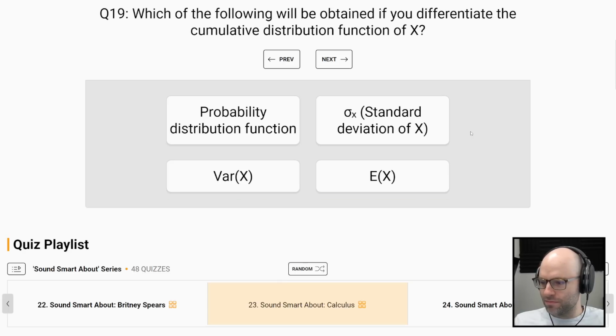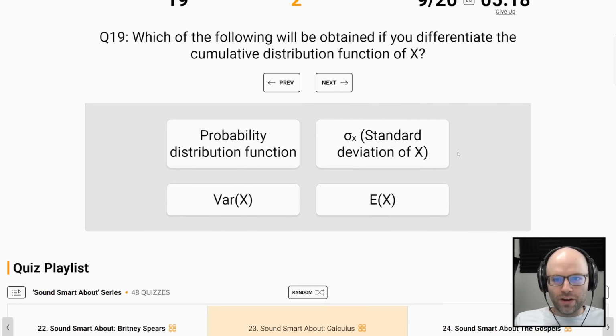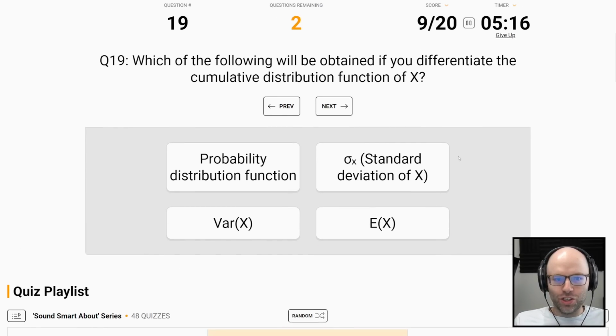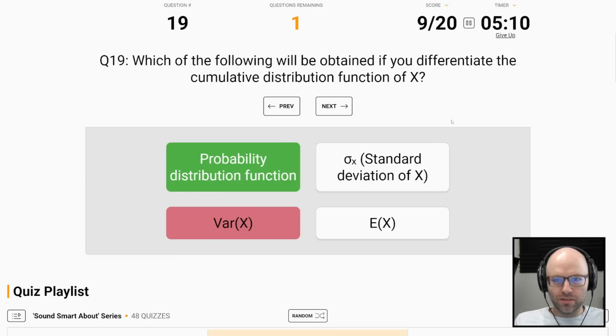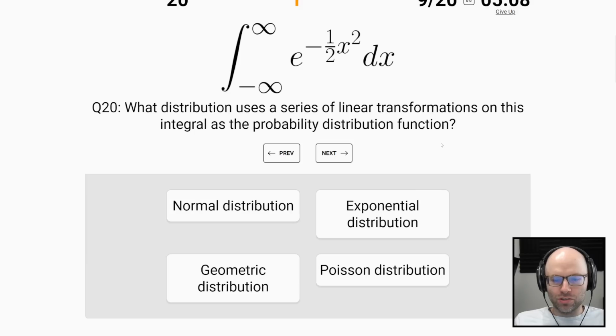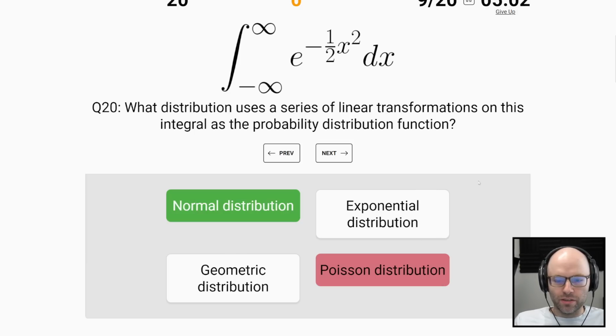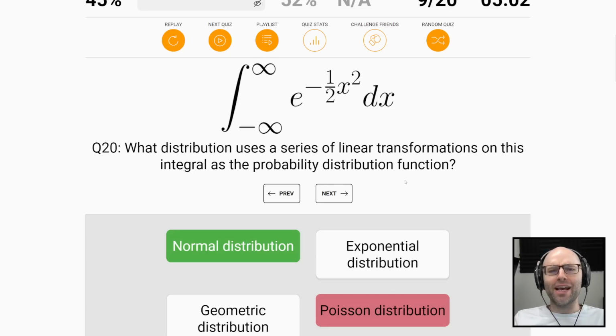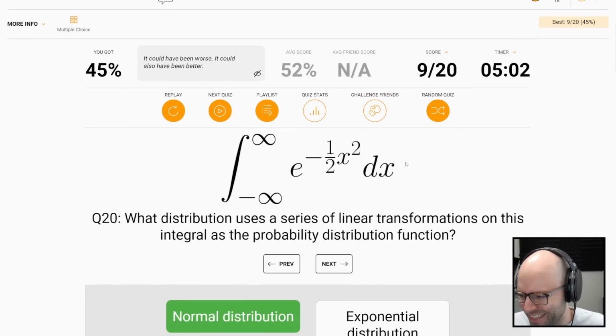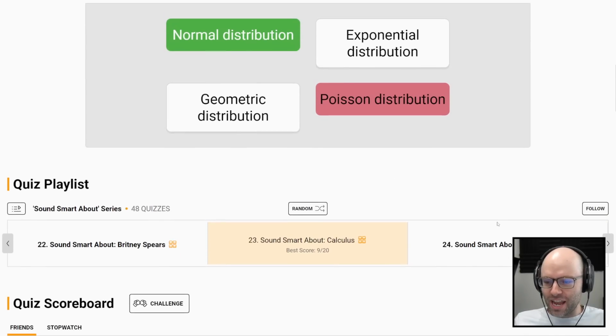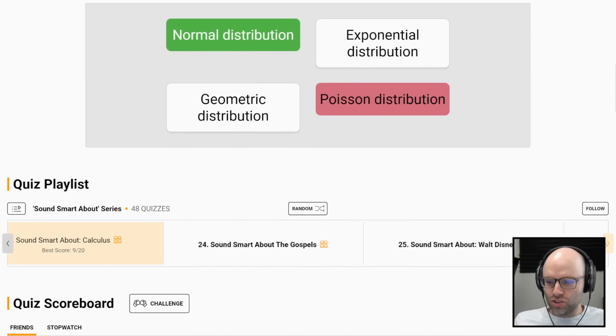Nah, that's my bad. Which of the following will be obtained if you differentiate the cumulative distribution function of x? Well, it's simple. You get Var(X). What distribution uses a series of linear transformations on this integral as the probability distribution function? That's Poisson. Oh, I almost passed. I almost got exactly a 50 just from guessing.